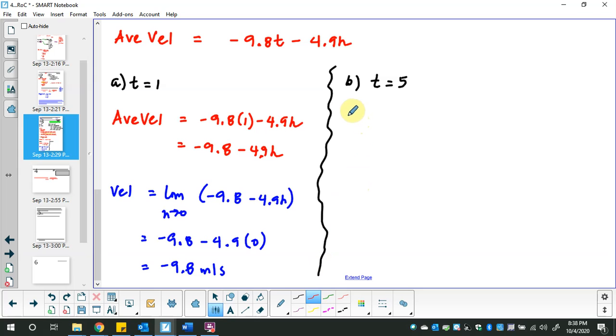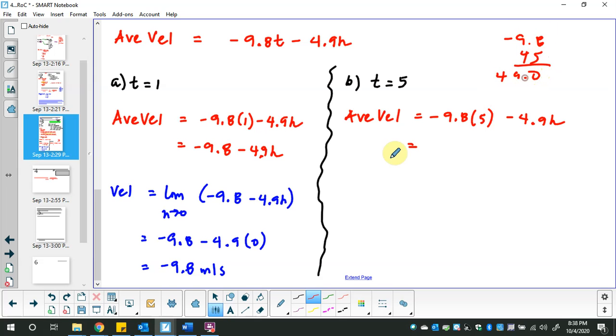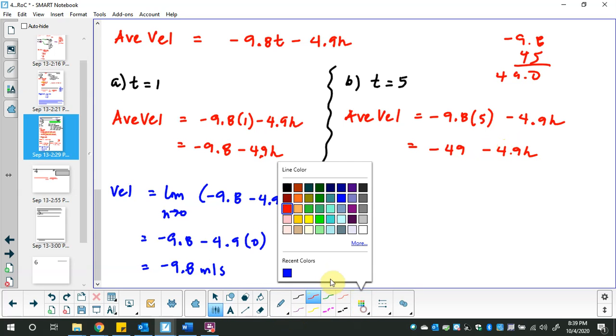Rather than all again from the start, I can carry on from this point. So negative 9.8 times 5, 45, 49, 1 decimal place. So that's negative 49 minus 4.9 h. Dig out my blue.